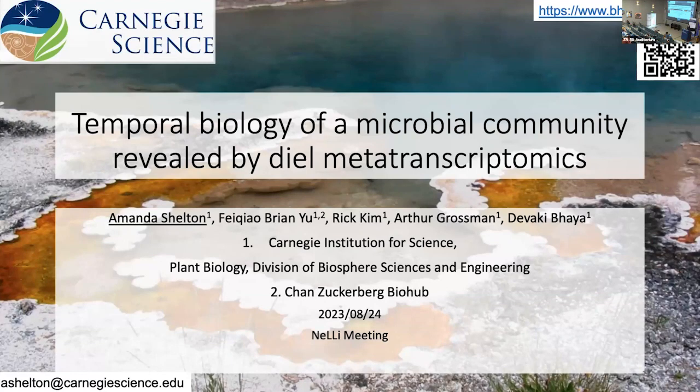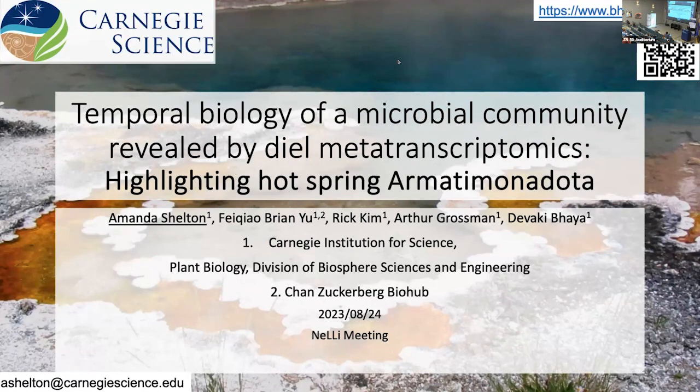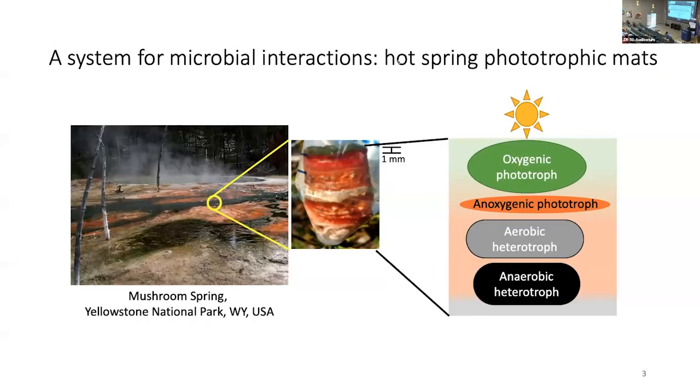Tanya said, I'm a postdoc at Carnegie Science in the Baya and Grossman labs, where we're studying the phototrophic mat community of hot springs in Yellowstone National Park. If you heard me at the JGI user meeting, I'm going to give a slightly different variation here and focus on some of our data on the hot spring Armatinomona, which I might refer to as ARMA because it's a huge mouthful. But first, let me introduce you to our system.